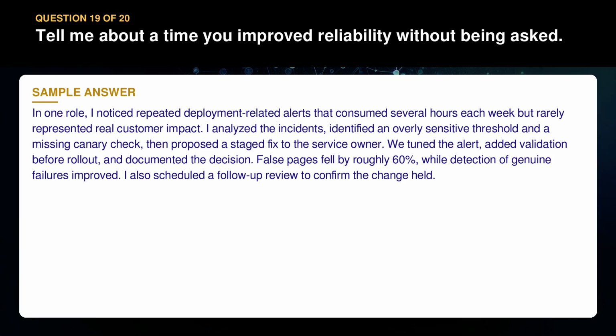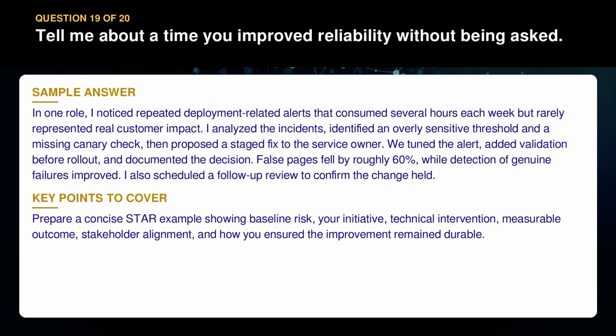I analyzed the incidents, identified an overly sensitive threshold and a missing canary check, then proposed a staged fix to the service owner. We tuned the alert, added validation before rollout, and documented the decision. False pages fell by roughly 60%, while detection of genuine failures improved. I also scheduled a follow-up review to confirm the change held. Prepare a concise STAR example showing baseline risk, your initiative, technical intervention, measurable outcome, stakeholder alignment, and how you ensured the improvement remained durable. Question 20.